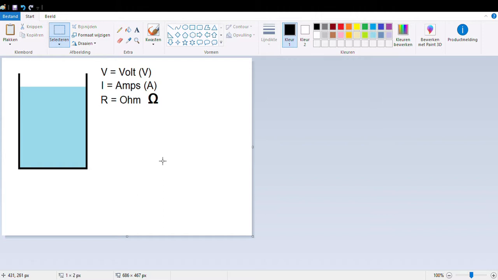So what does it do? How does it work? I'm going to explain it by comparing it to, well, flow of water. That's a very good analogy. So here I have a water tank and I'm going to connect a hose or a nozzle to it. And the lower I get in the container, the more pressure you have.